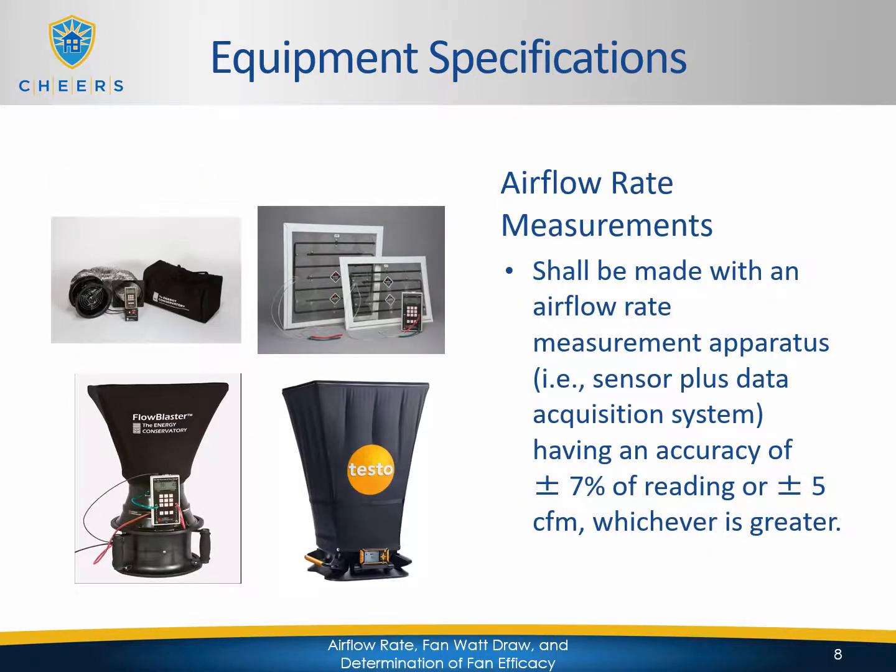Airflow rate measurement shall be made with an airflow rate measurement apparatus, which is the sensor plus data acquisition system, having an accuracy of plus or minus 7% of reading or plus or minus 5 CFM, whichever is greater. On the left-hand side, you'll see the 4 different pieces of equipment that you can use to measure airflow. On the top left-hand side, you'll see the duct blaster, which I've covered for the purpose of the duct blast in the previous section. Nonetheless, the duct blaster can also be used to measure airflow for this particular test. On the top right-hand side, you'll see the flow grids. On the bottom left-hand side, you'll see a powered flow hood. And on the bottom right-hand side, you'll see a regular flow hood. We're going to be covering the procedures on how to measure the airflow with each one of these pieces of equipment.